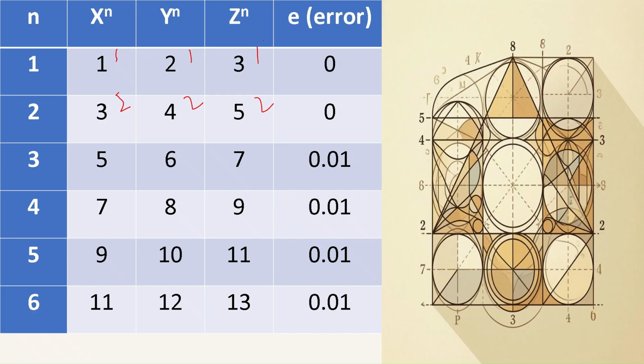For n equal to 3, it is 5 raised to the power 3 plus 6 raised to the power 3 is equal to 7 raised to the power 3. Actually, this is not exactly equal to 7 raised to the power 3. There is an error E which is 0.01. But one interesting thing happened here. This becomes a sequence of numbers, starting from 1, 2, 3, 3, 4, 5, 5, 6, 7, 7, 8, 9, 9, 10, 11, and continues.